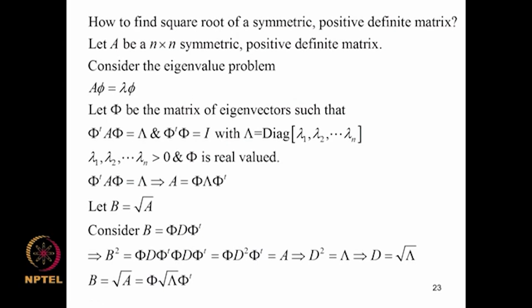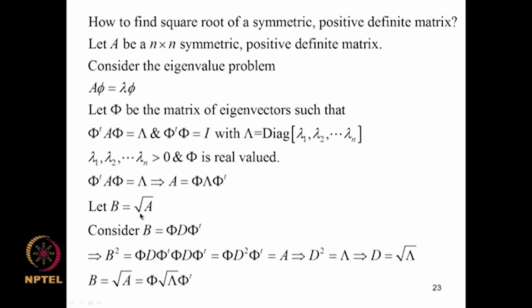Now, how do you find the square root of a symmetric positive definite matrix? Quickly we can recall. Let A be an n by n symmetric positive definite matrix. Let us consider the eigenvalue problem A phi equal to lambda phi. Let phi be the matrix of eigenvectors such that phi transpose A phi is capital lambda and phi transpose phi is I. So, this lambda is a diagonal matrix of eigenvalues obtained by solving this problem, and we know that these lambdas are positive and phi is real valued. So, from this I can write A as phi lambda phi transpose.